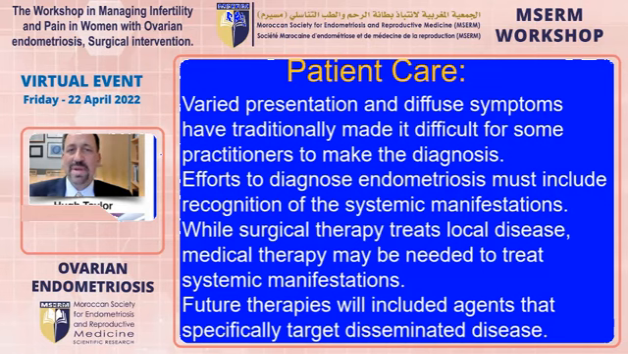So the clinical implications for patient care are the following: that the varied presentation and the diffuse symptoms have sometimes made it difficult for practitioners who are not expert in endometriosis to diagnose the disease. We need to start thinking about incorporating all of these symptoms as part of endometriosis and not start chasing other diseases when they're present. We have to recognize these systemic manifestations and listen to our patients. And the other implication is, while surgical therapy treats local disease and may actually turn around some of these microRNAs and inflammatory insults, you may need medical therapy to treat the systemic manifestations of the disease.